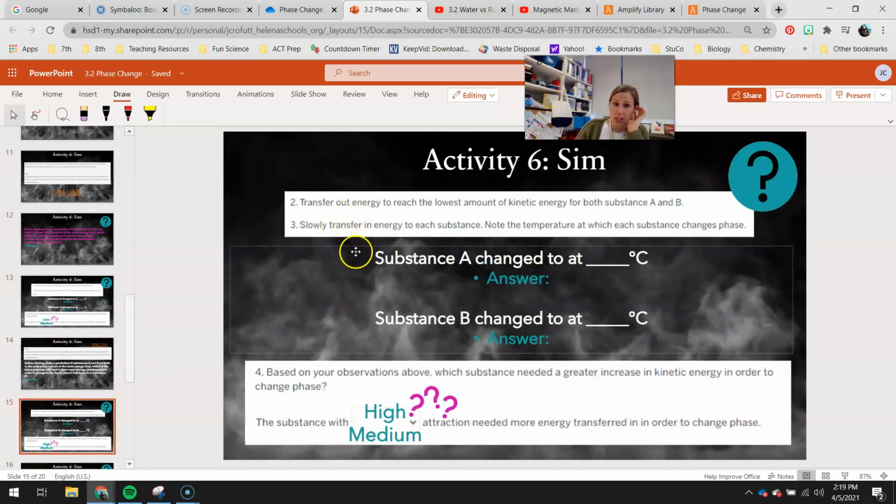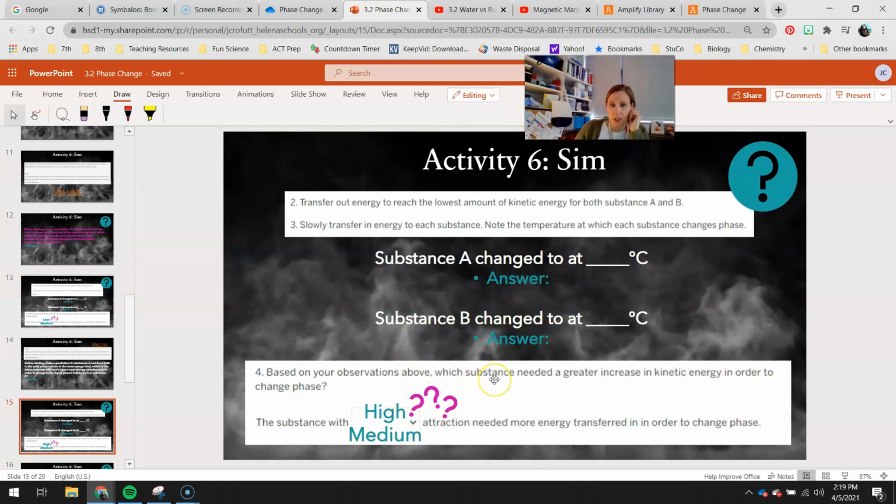So here's your directions. Transfer out energy to reach the lowest amount, so we're turning them both to a solid. And then slowly transfer in energy to each substance. Note the temperature at which each substance changes phase. So again, we're looking at melting here. Substance A changed at what degree Celsius, and what did substance B change to a liquid at?